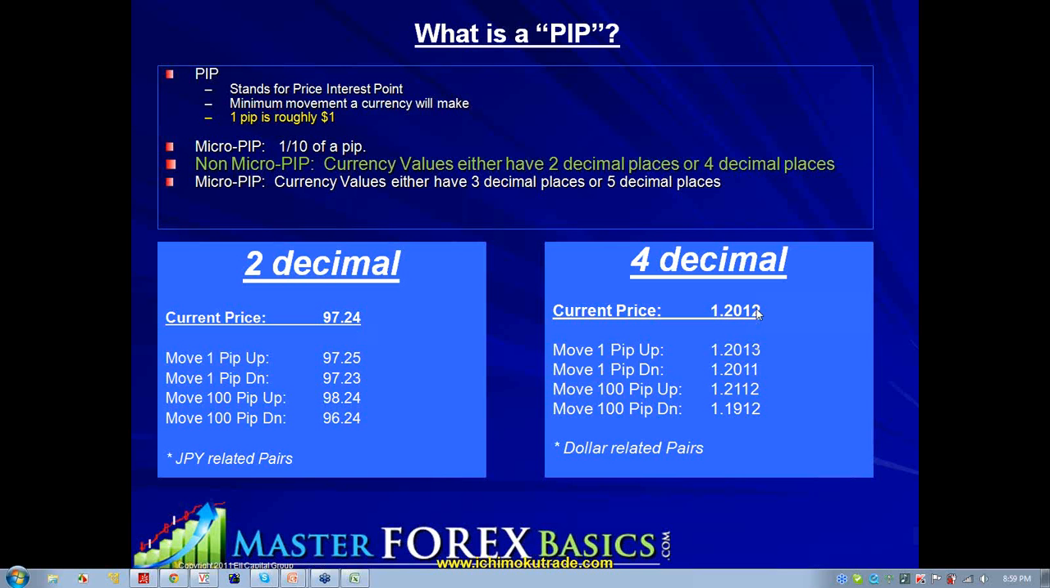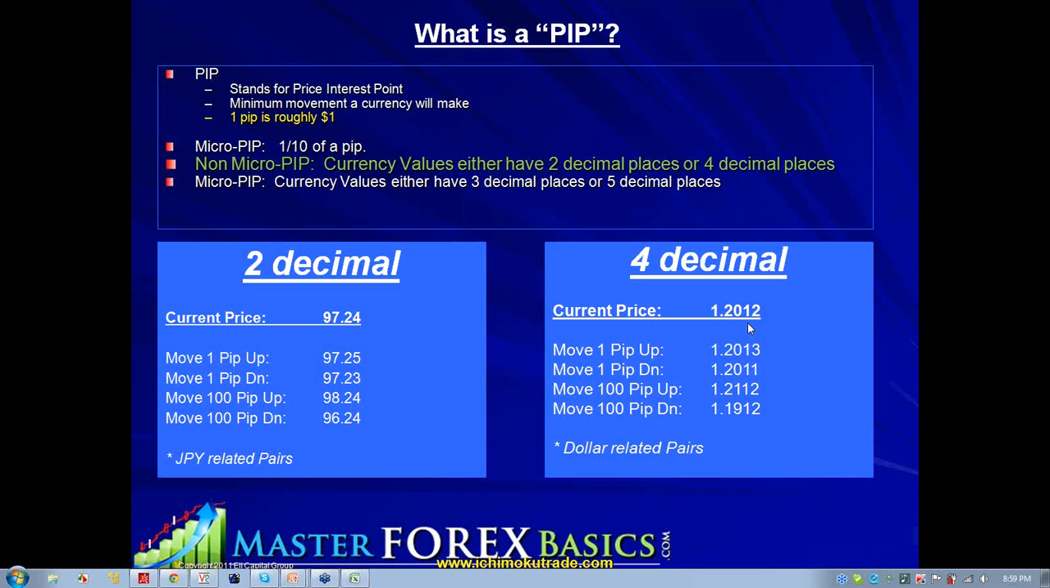Same thing over here. If this 2 goes up by 1, if this 2 goes to 3, that's 1 pip. If that 2 goes to 1, that's 1 pip down. If this 1 right here goes to 2, that went up 10 pips. If this 1 goes down to 0, then that went down 10 pips. Does that make sense?